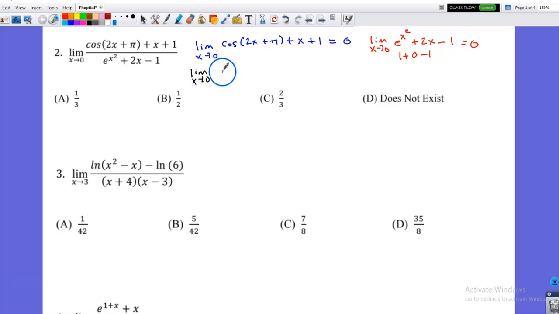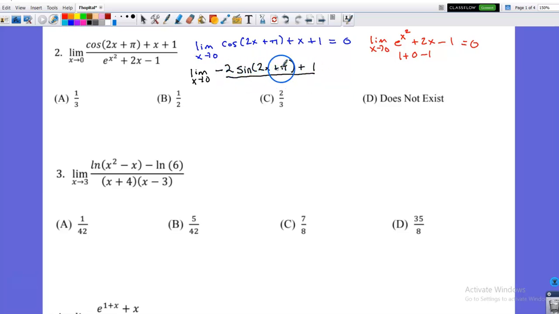Take the derivative of the numerator. Be careful of the chain rule here. The derivative of cosine is negative. I'm leaving a little space because I know the chain rule is coming. Negative sine of 2x plus pi. The derivative of the inside, the derivative of 2x, is 2. Moving to the next term, the derivative of the x is 1, and the derivative of 1 is 0.